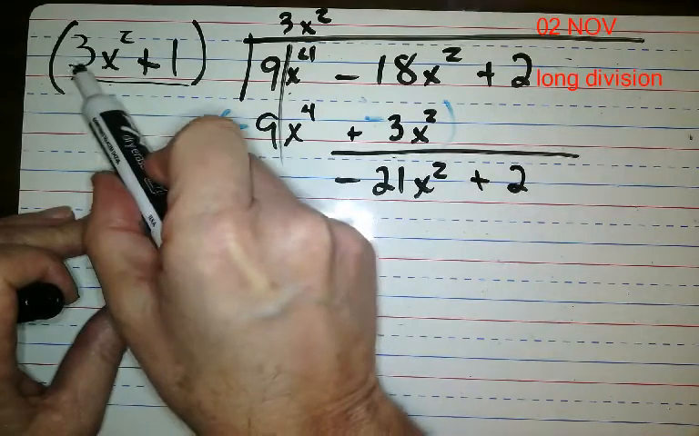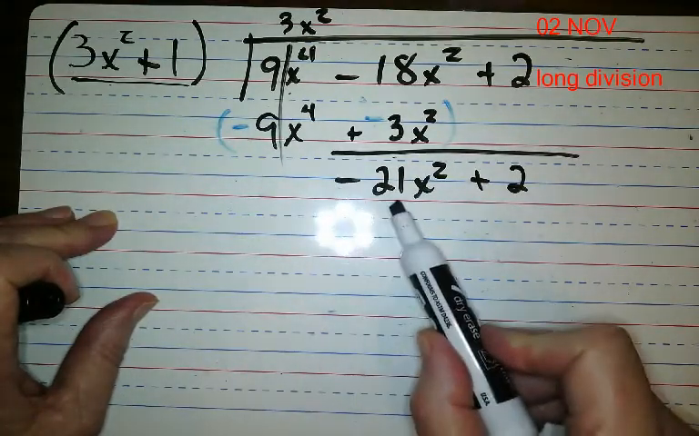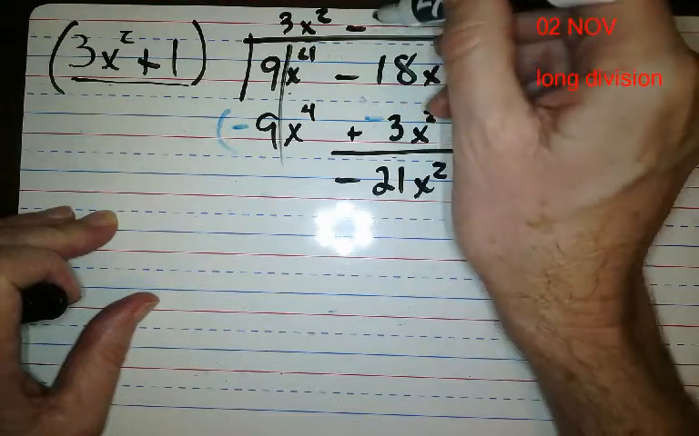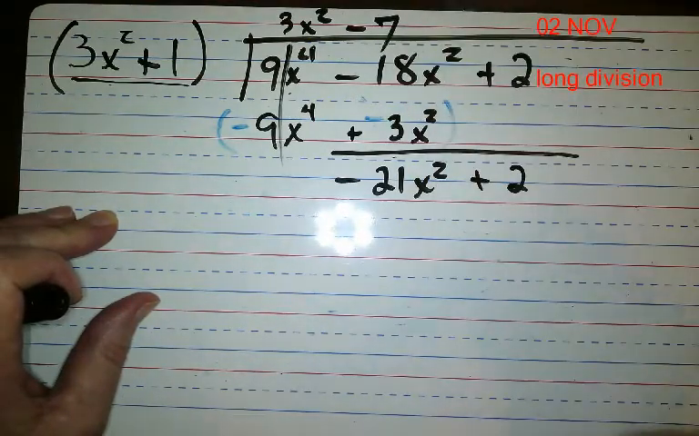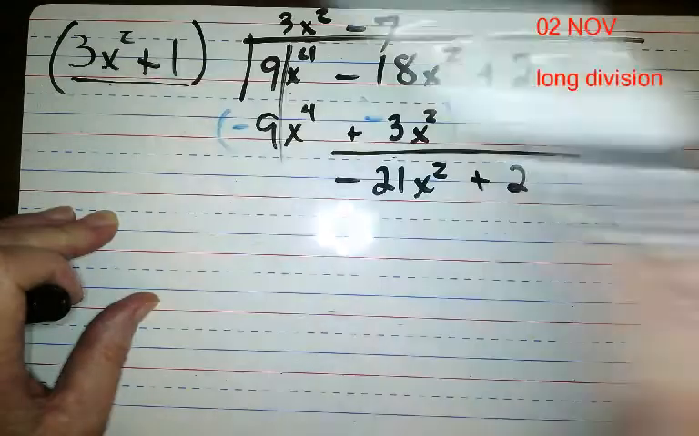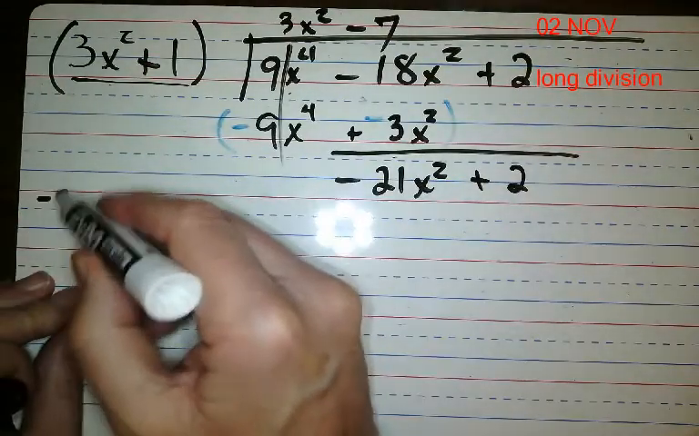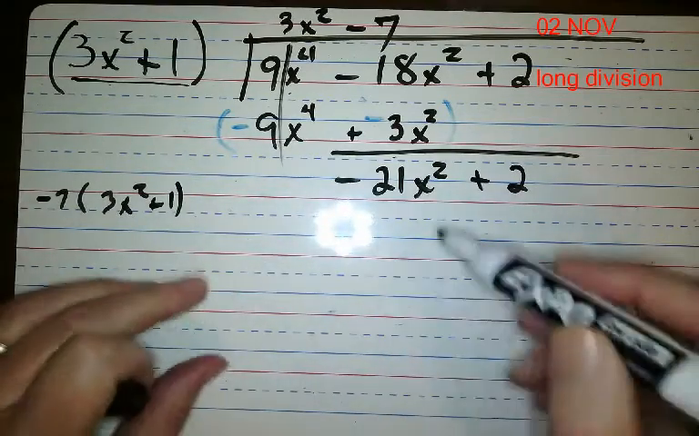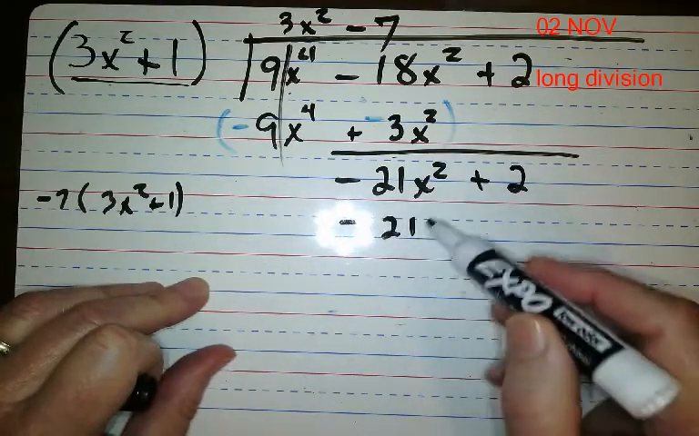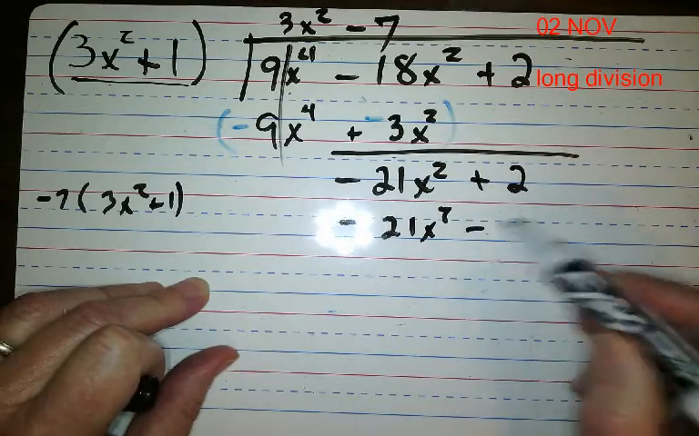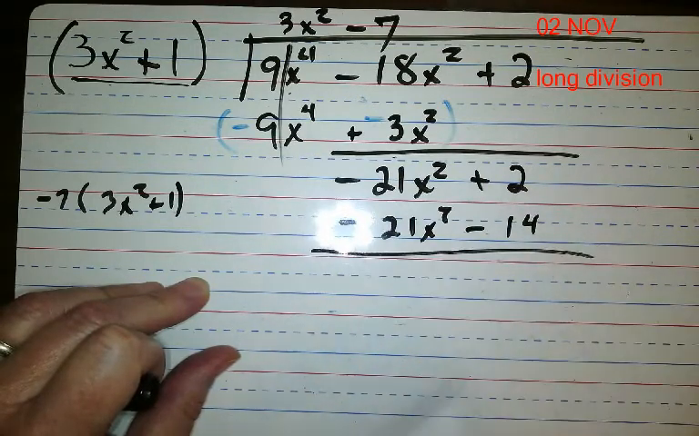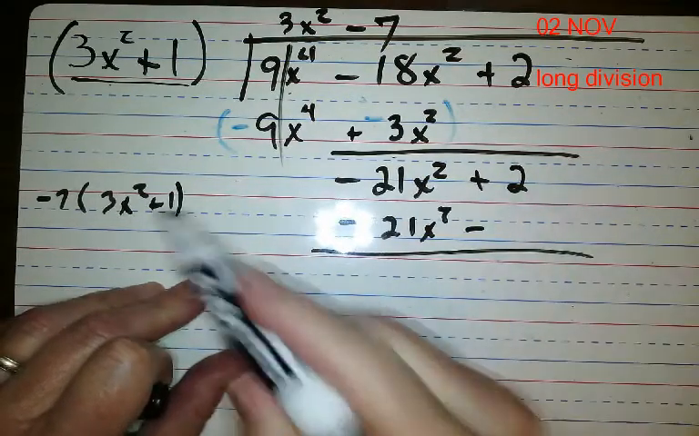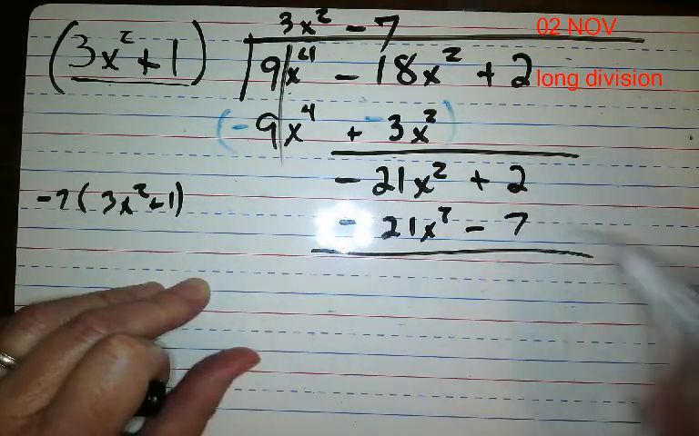Well, now, what does 3 need to be to get negative 21? Because it has to be exactly that. We'll have to multiply by negative 7, right? So negative 7 times this whole thing, remember, you're taking negative 7 times 3x squared plus 1. So that would be negative 21x squared minus 14. You agree? Where did I get 14? 7 times 1 is 7, like a silly boy.